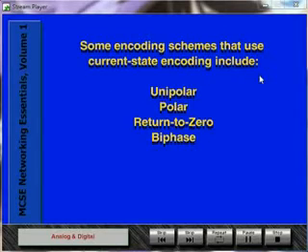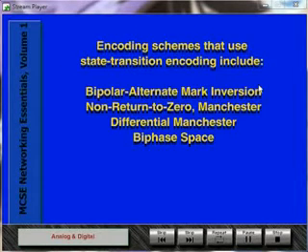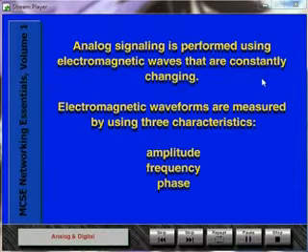Some encoding schemes that use current state encoding include unipolar, polar, return to zero, and biphase. Encoding schemes that use state transition encoding include bipolar alternate mark inversion, non-return to zero, Manchester, differential Manchester, and biphase space. Analog signaling is performed using electromagnetic waves that are constantly changing.